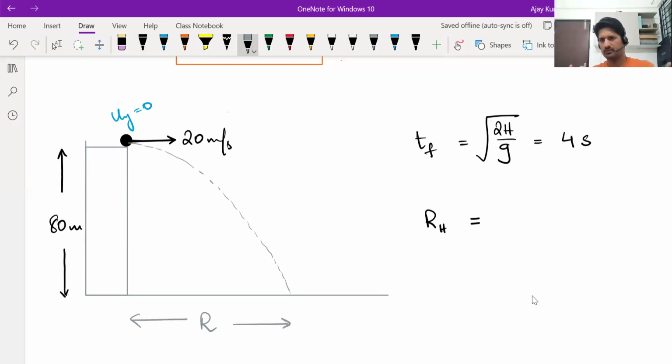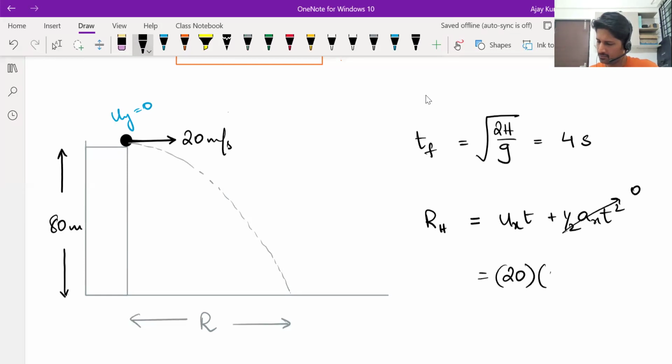So again, don't use the formula. Range is displacement in x direction. Displacement in x direction depends on velocity in x direction into time. It can be calculated as uxt plus half axt square, because acceleration is constant, and this part is 0. How much is initial velocity in the x direction? Anyone? 20 meters per second, sir. 20. All the velocity was in x direction itself, and the time taken to hit the ground is 4 seconds. So the horizontal range becomes 80 meters. That's where it strikes the ground.